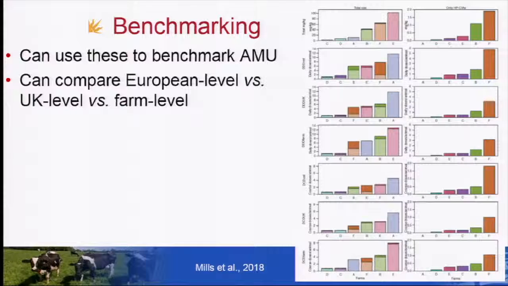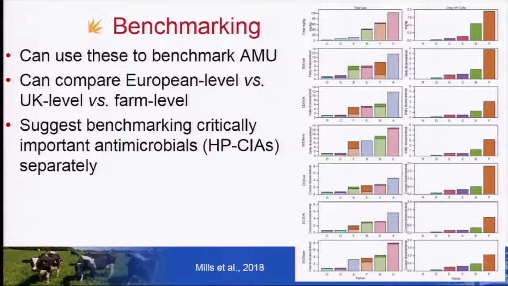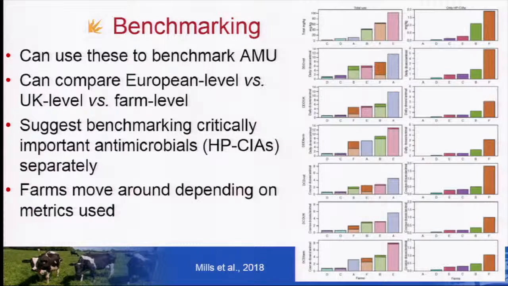What you can see in this graph is the different farms are colored differently, and they move around. Sometimes one farm is highest for some European dosages, but when we look at the farm dosage, it's in the middle, the blue farm, for instance. So the farms do move around.